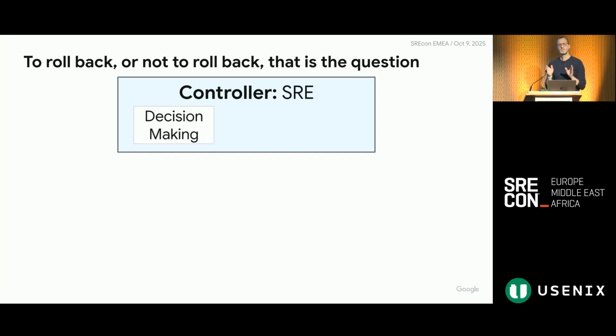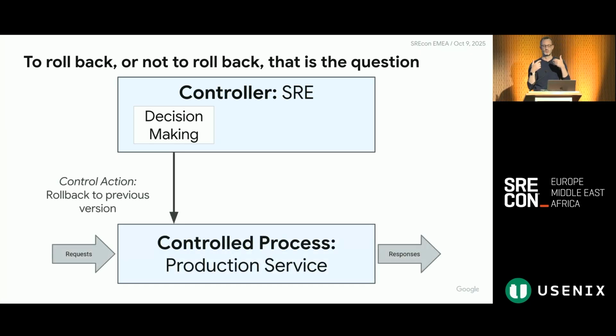And all controllers have a control algorithm, all right? For a human, we call this the decision-making process. And this process determines exactly what control actions the controller takes to constrain the behavior of the control process. For this example, our key control action is roll back to a previous version of production. Remember that a controller can have multiple control actions, but we are focusing only on this particular one.